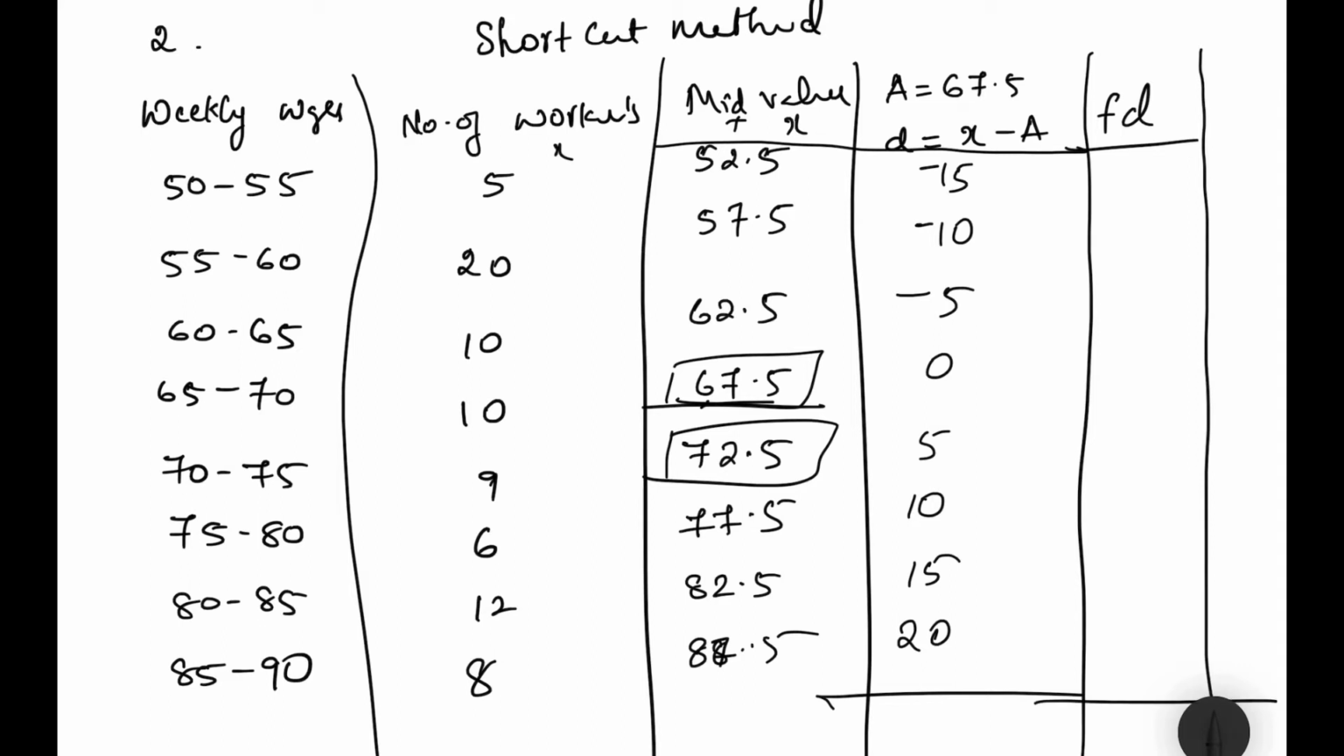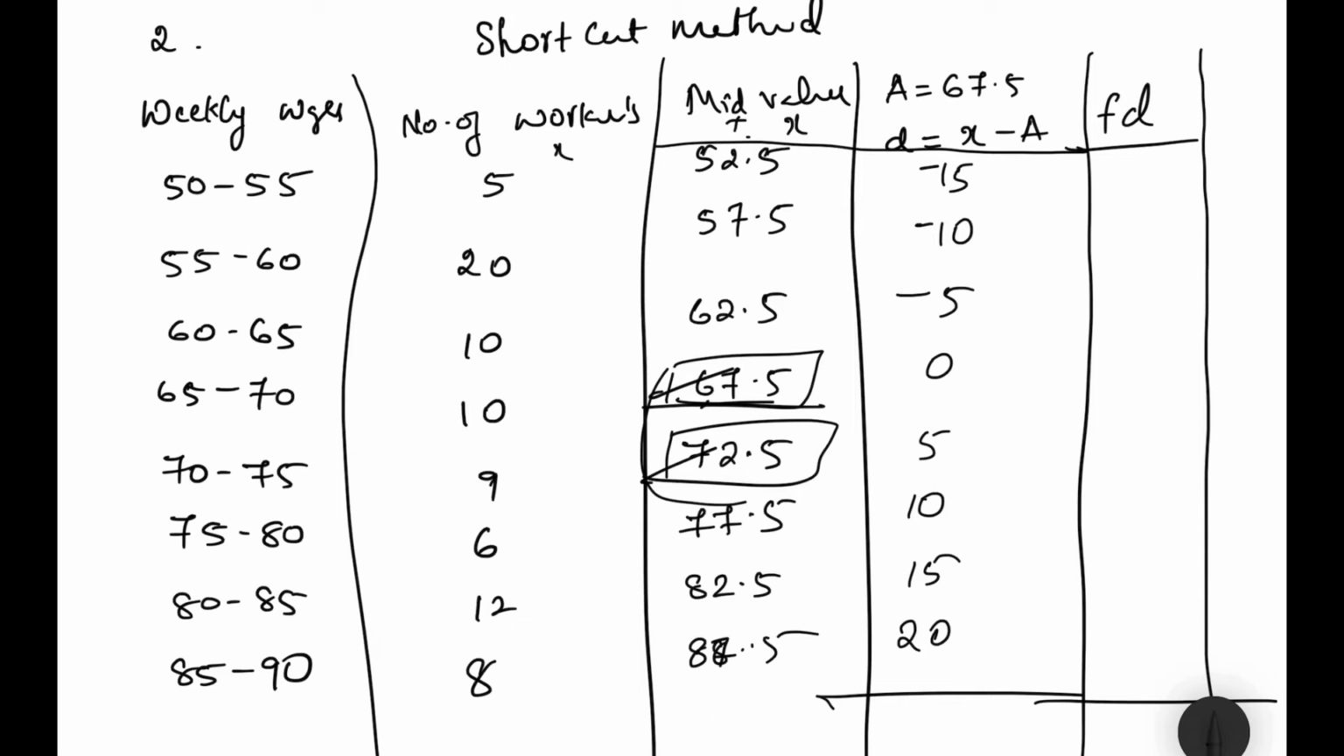So understood what you have done? First find the mid value. This is the shortcut method. With the mid value, the midpoint, you can take. Here we have 8 values, so I can take either this or this as the assumed mean. So next step, d you need to find. What is d? D will be your x minus a always. So x minus a I'll get the value like this.